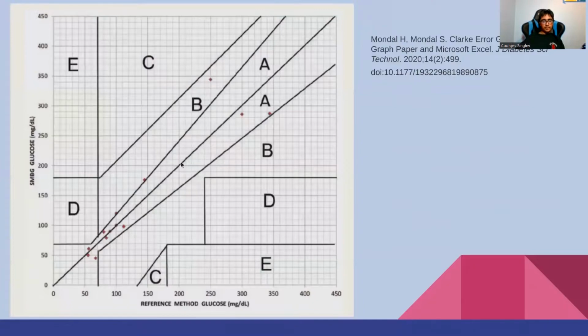Here's my Clarke error grid. My goal is to get my model in zone A or B of the Clarke error grid. Zone A means that the research is clinically accurate. Zone B is clinically passable. Zone C is on the verge of being clinically passable and not. Zone D and E means it is clinically inaccurate.